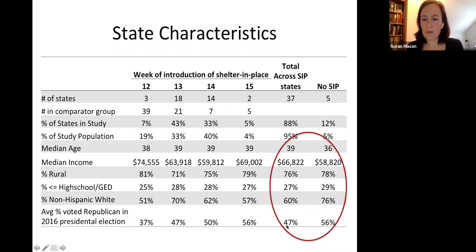And the biggest difference, I think, was the partisanship, so party affiliation. This is the percent that voted Republican in the 2016 presidential election, which across the SIP states was on average 47% in SIP states and 56% in non-SIP states. And the thing that was really notable to me about the percent voted Republican was the gradation in the timing of SIP: the earliest adopters were those least likely to vote Republican, and those who came in later were most likely to vote Republican. So that was, I think, the biggest correlate.